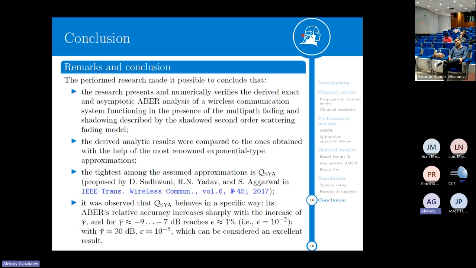Summarizing the above, I conclude my presentation with some closing general remarks presented in the slide that were previously stated in the presentation. Thank you for attention. I'll be glad to answer your questions.